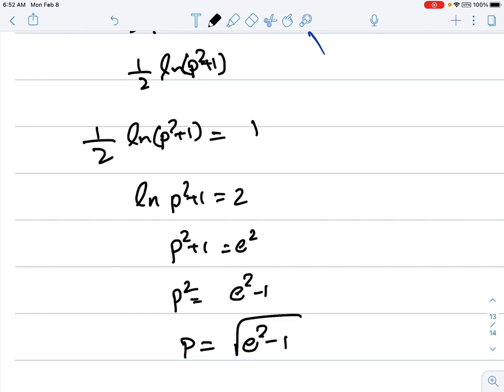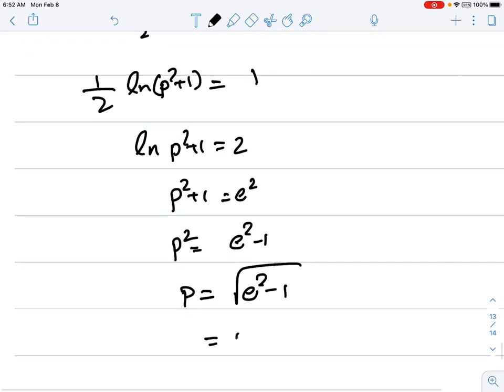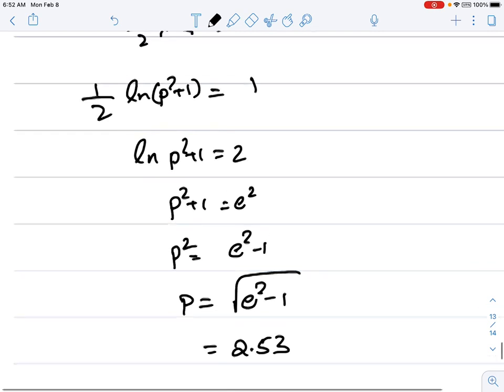So let us do e power 2 minus 1. So the answer is 2.53, to 3 significant figures. So the p value is 2.53.